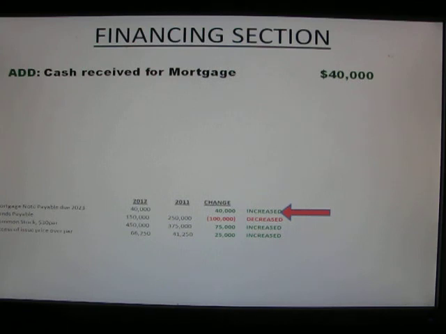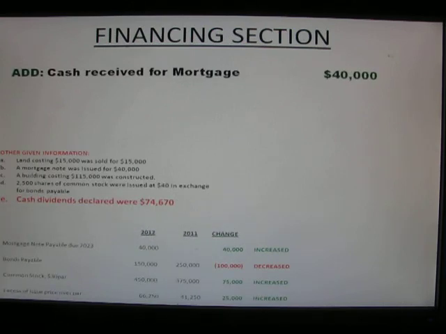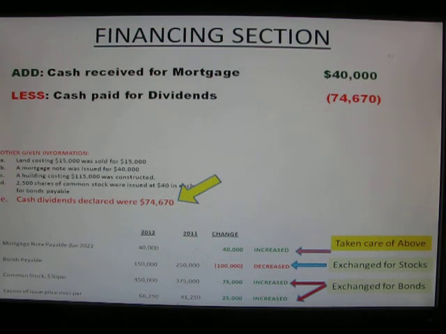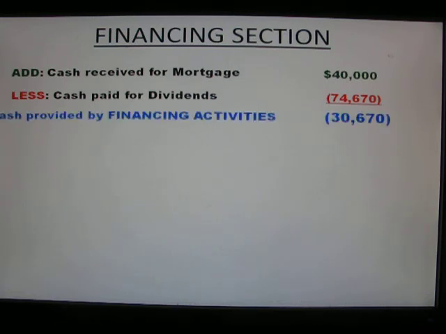Okay, let's look at all our long-term debt and equity accounts one more time. We see that the mortgage payable we've taken care of. We borrowed money, so cash went up. The bonds payable went down, but that was because we exchanged it for stock. And then our stock went up because we exchanged it for bonds, so those negated each other. So the only thing we're left with is the information that they told us that we gave dividends this year. So if we paid dividends, our cash went down. So now we finish up our financing section.